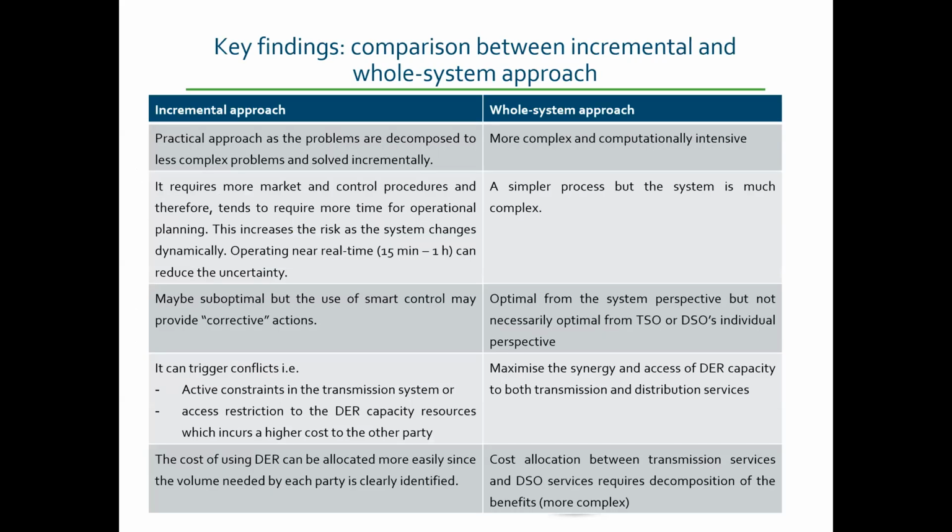So the last slide shows a table comparing key features that need attention from both incremental and whole system approach. The incremental approach is more pragmatic, suitable with the current system operational structure with the split DSO organization, but it needs to be operated in a smart way to optimize the access and the value to the whole system. The whole system approach will be more complex, computationally intensive, as it involves modeling distribution system from street level to transmission and different scale of resources from kilowatt to gigawatt. But it is optimal from system perspective. May not be optimal from individual operator perspective though.